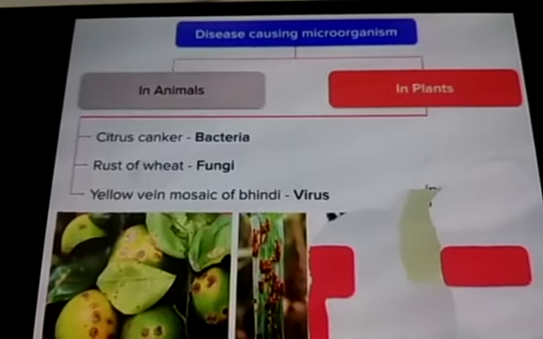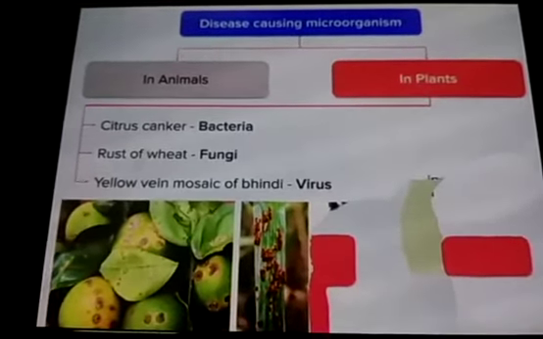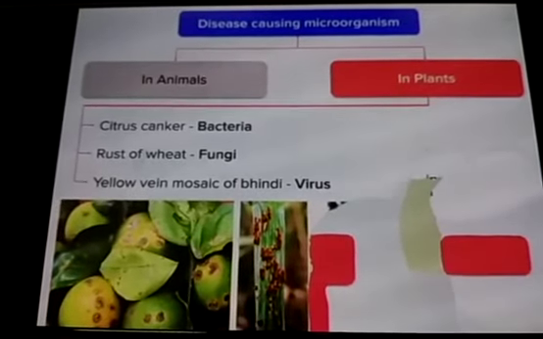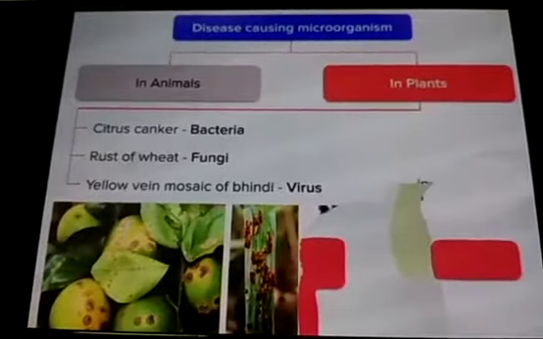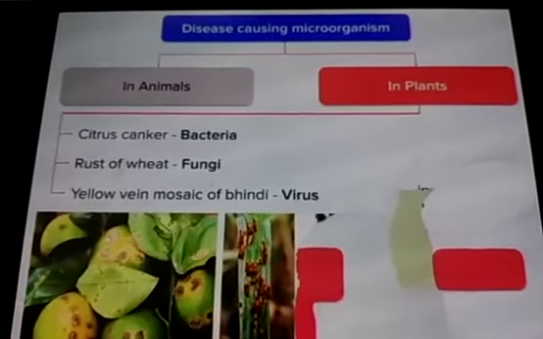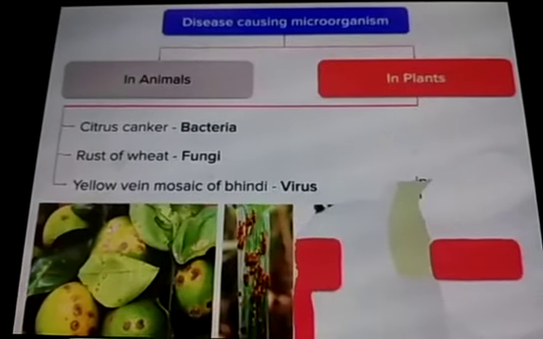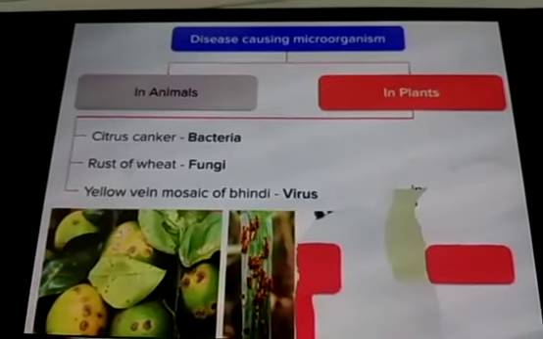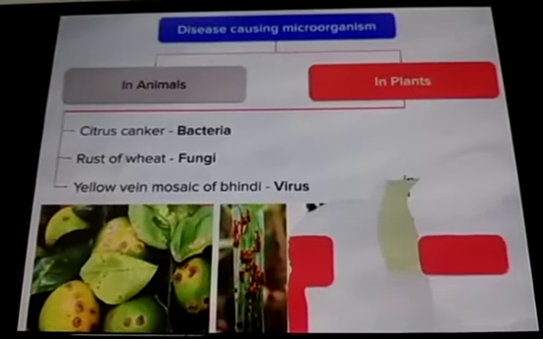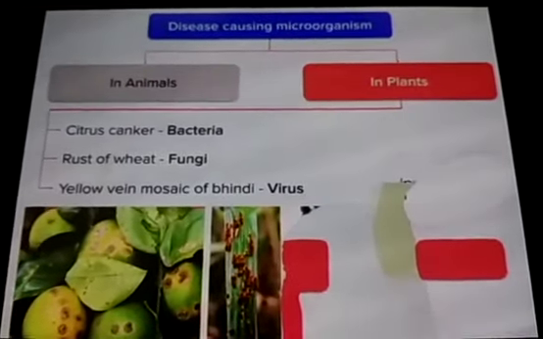You can see in the picture here, citrus canker is a disease caused by bacteria, and how is it spread? It is spread through air. Okay, then rust of wheat. What is that? The rust of wheat is caused by the microorganism fungi, and it is spread through air and seed, from one seed to another.